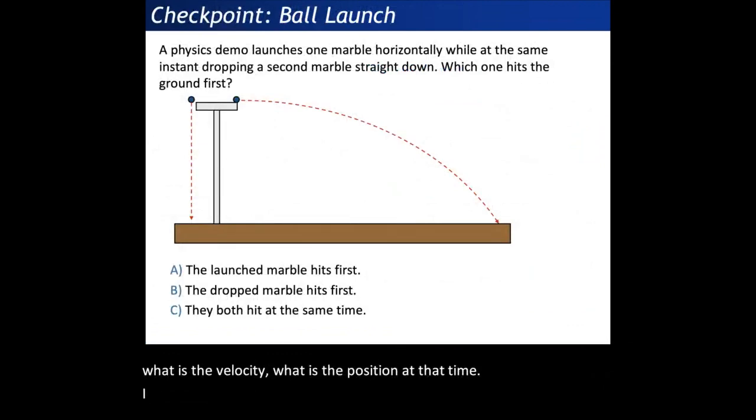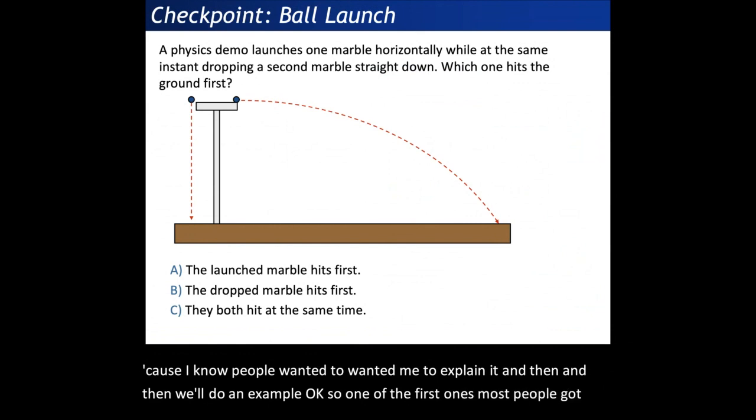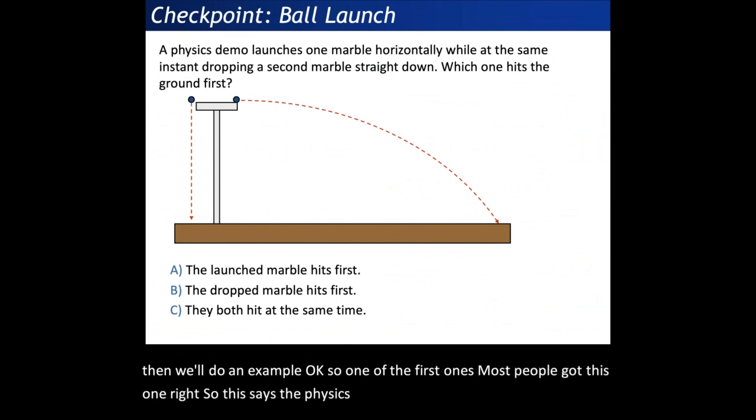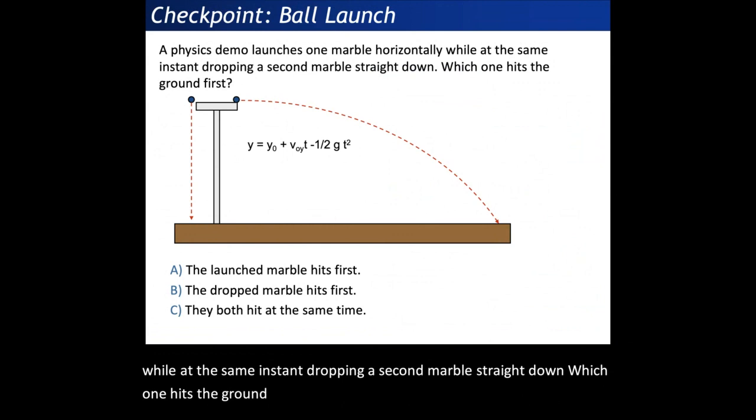Just to talk really quickly through some of the checkpoint questions, because I know people wanted me to explain it, and then we'll do an example. One of the first ones, most people got right. A physics demo launches one marble horizontally, while at the same instant dropping a second marble straight down. Which one hits the ground first? Most of you realized that they hit at the same time.